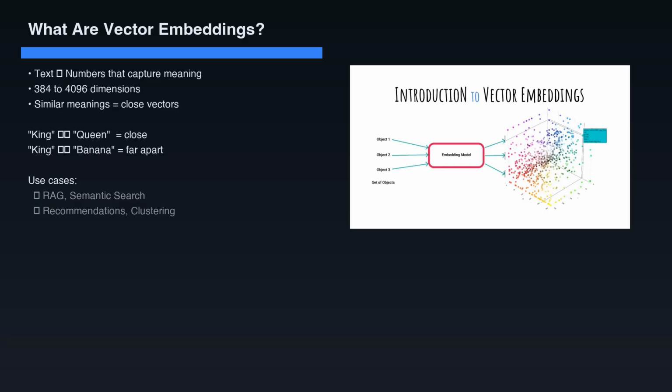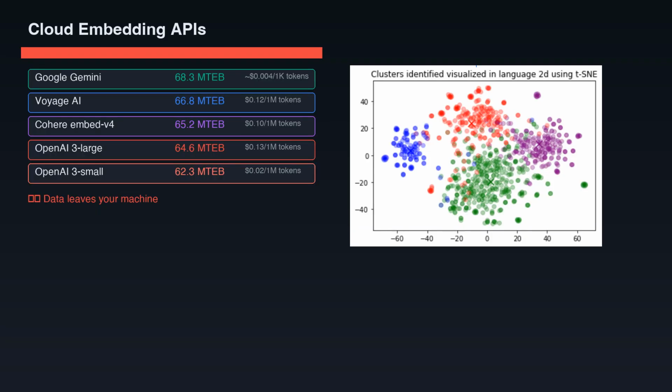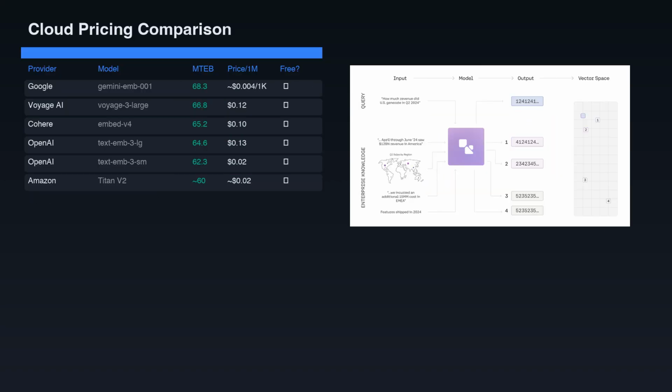Let's start with what embeddings actually are. They're numerical representations of text that capture semantic meaning. An embedding model converts text into an array of numbers, typically 384 to 4096 dimensions, where similar meanings end up close together in vector space. King and queen are close. King and banana are far apart.